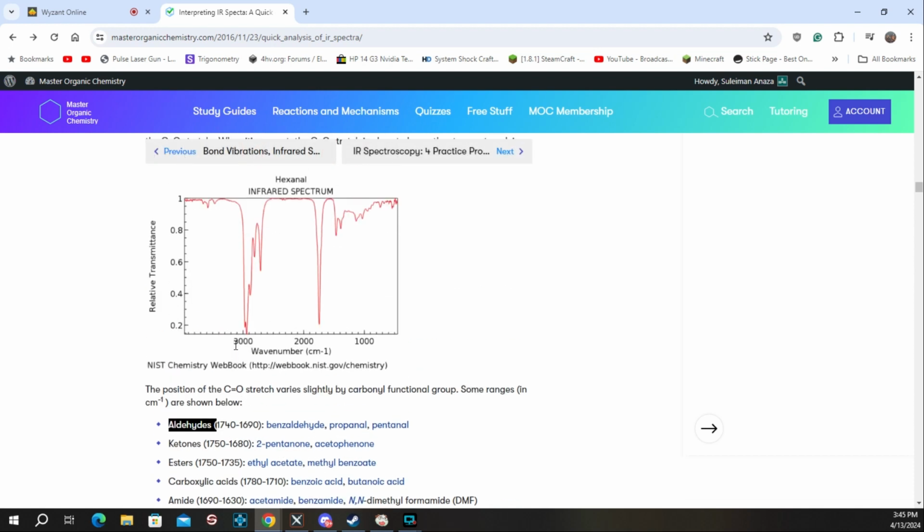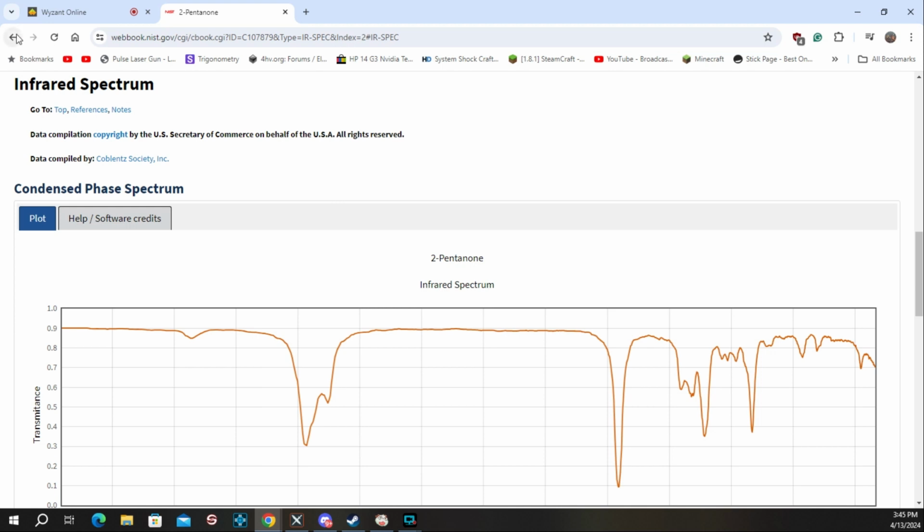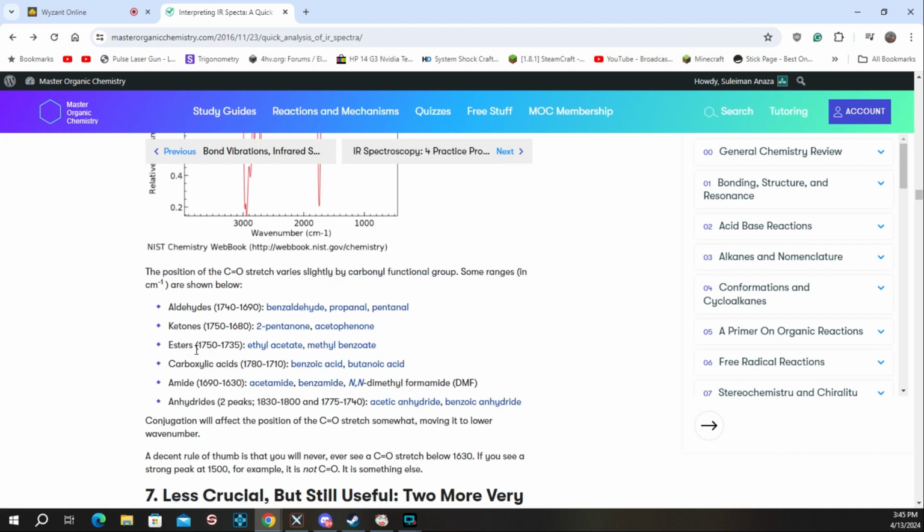Aldehydes, important. 1740 to 1690. Ketones. And you're like, wait, aldehydes and ketones overlap. It's almost like aldehydes and ketones are very similar. You're correct. They do overlap because they are kind of similar.